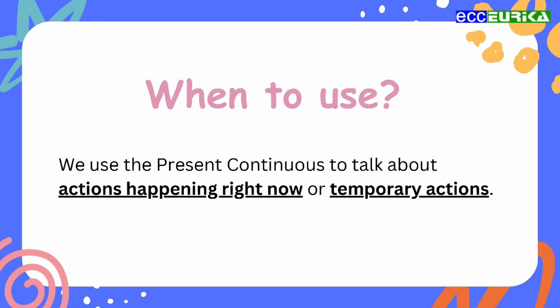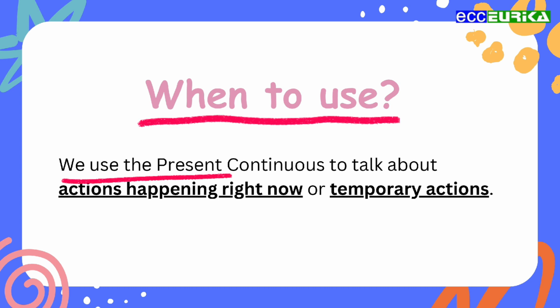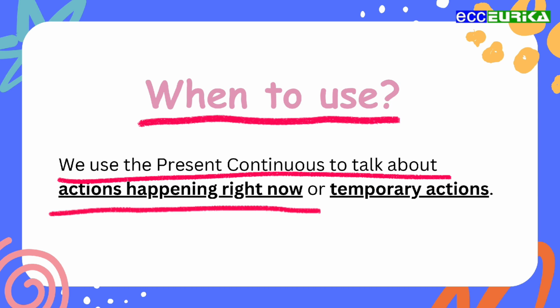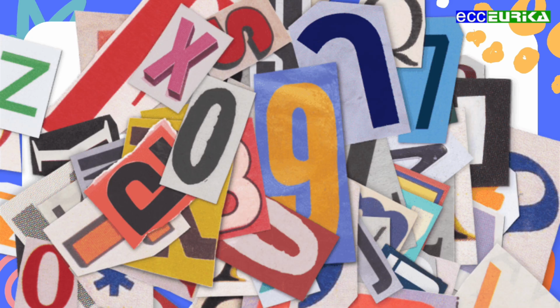First, let's understand when we use the present continuous tense. We use present continuous to talk about action happening right now or temporary action. Tenses ini digunakan untuk aksi yang sedang berlangsung saat ini atau situasi yang sementara.